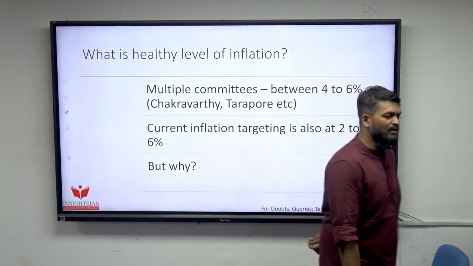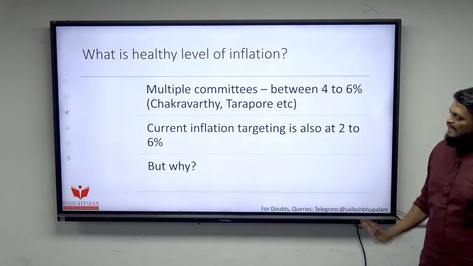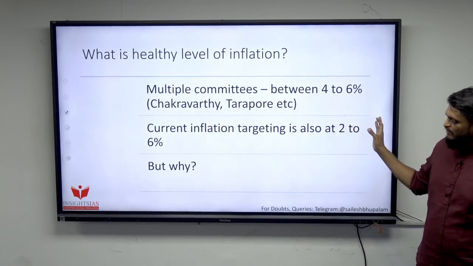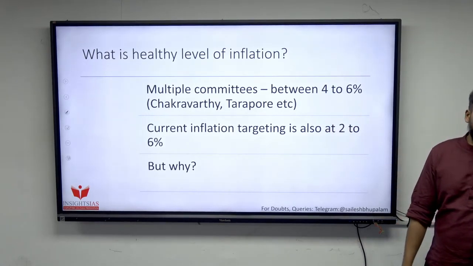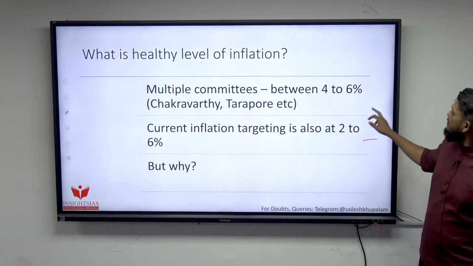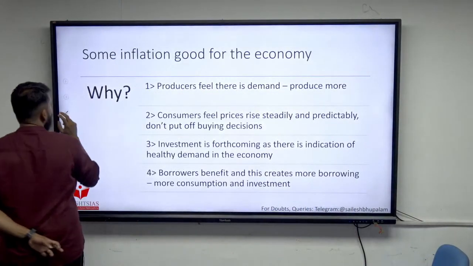Yeah, so if it is under control, then it is fine. What is the healthy level of inflation? Multiple committees have recommended 4 to 6%, but right now we already saw that 2 to 6% is what we are trying to keep. Chakravarti and Tarapore recommended that it should be between 4 and 6%. So why should it be between this level only? I think we briefly discussed this part a little.